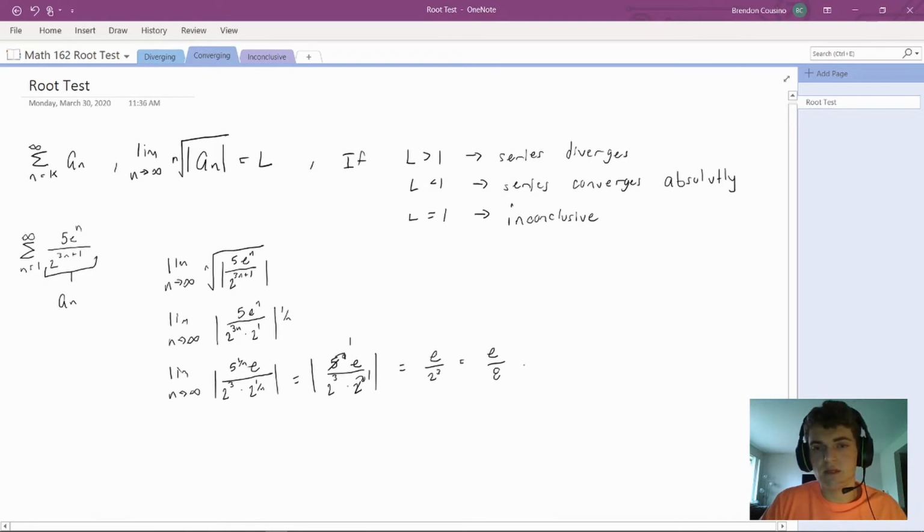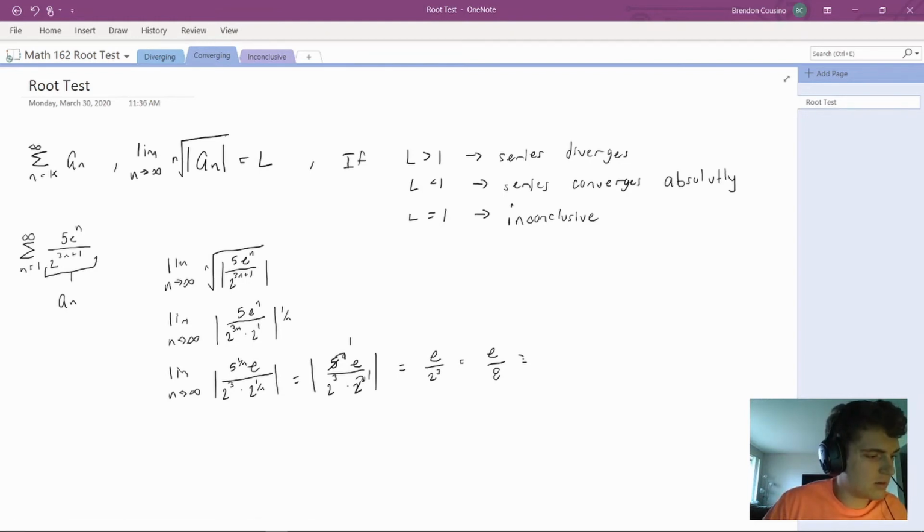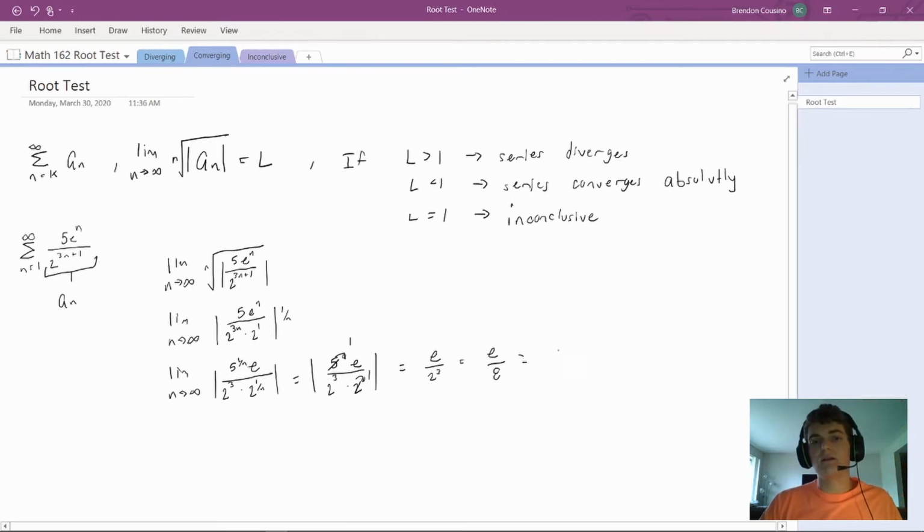Okay, so let's go ahead and find out what this value is. The value of e is about 2.71828 and so on, divided by 8. This is definitely going to be less than 1, and that's what we needed to know for our criteria. So we don't have L greater than 1, we have L less than 1, which tells us that this series is going to converge.